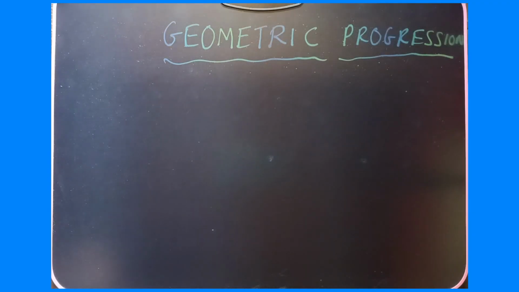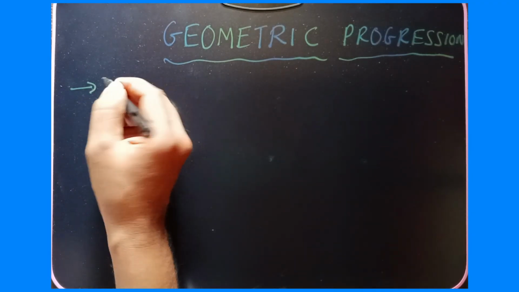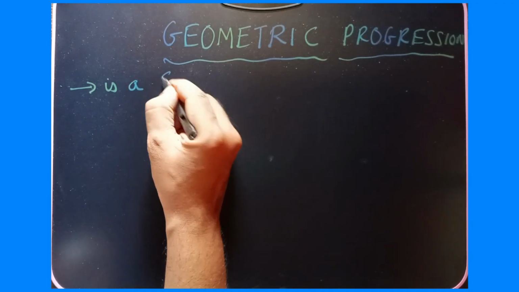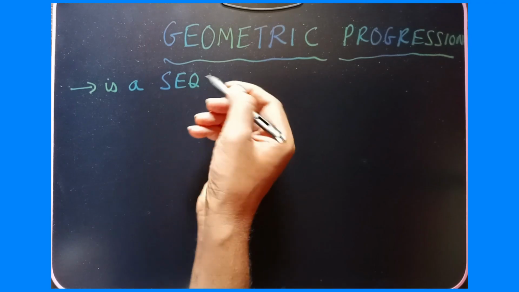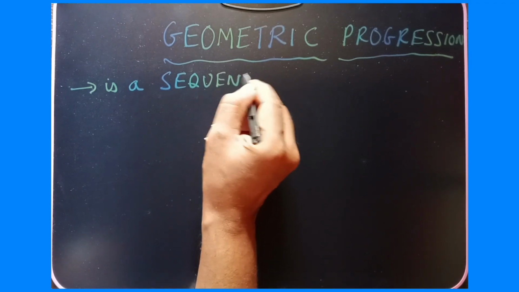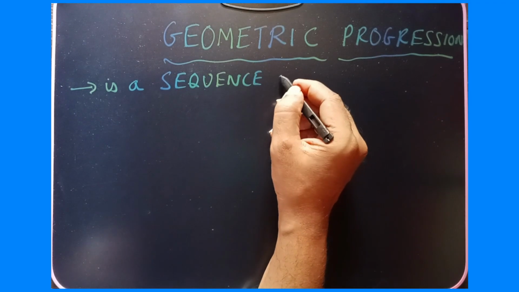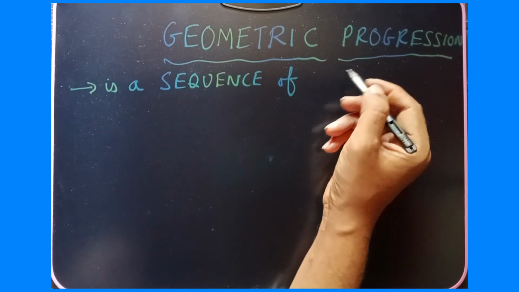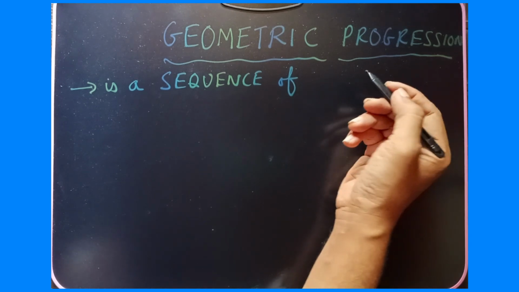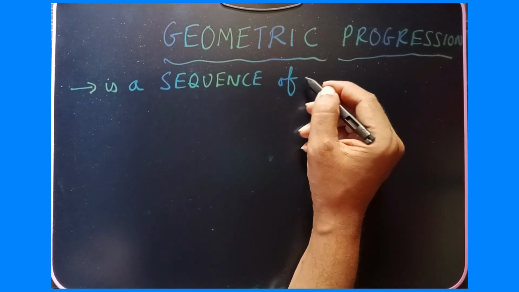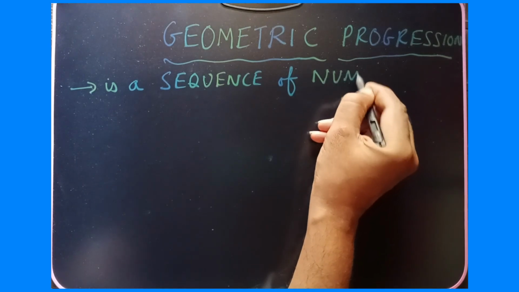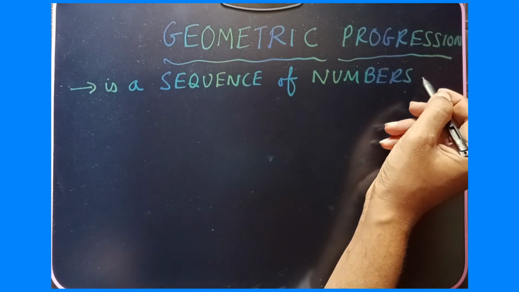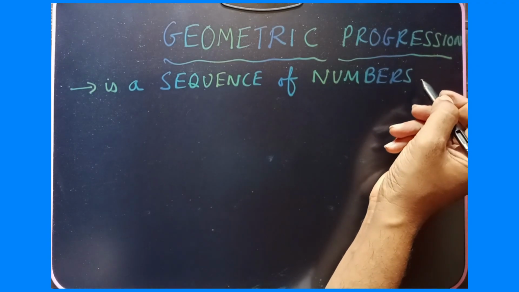So what is geometric progression? Geometric progression, students, is a sequence. Sir, you said arithmetic progression also is a sequence. Yes, geometric progression also is a sequence. Please continue to hear. It is a sequence of numbers. Arithmetic progression was also a sequence of numbers. There, the successive numbers differ.